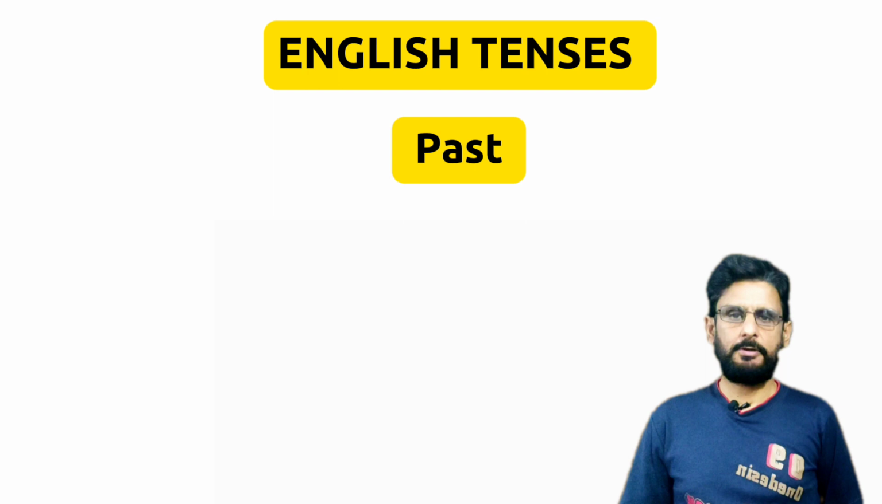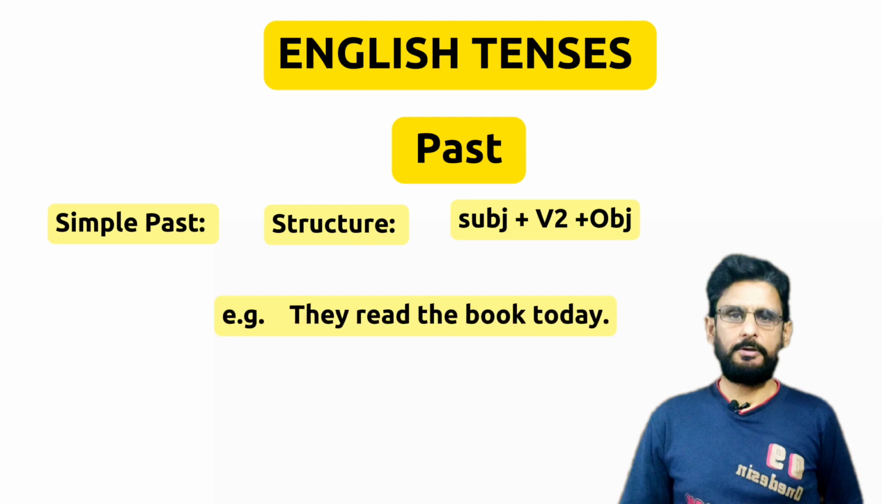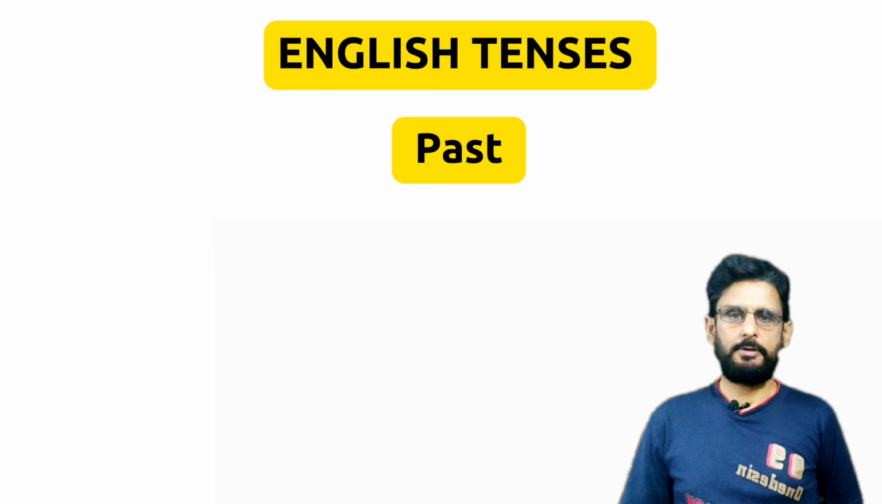Let's discuss the first form of past tense, which is past simple tense. Structure of it: subject plus second form of the verb plus object. For example, they read the book today. Right? Over here, they is the subject, read is the second form of the verb, the book is the object. Then next is past continuous tense.